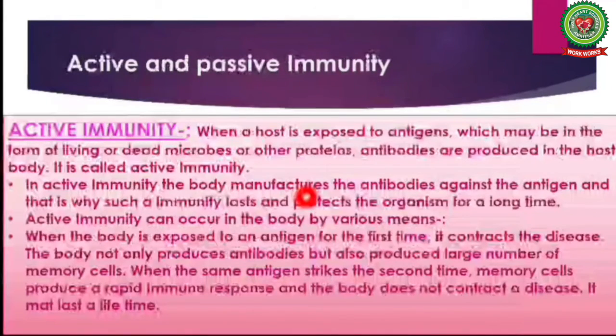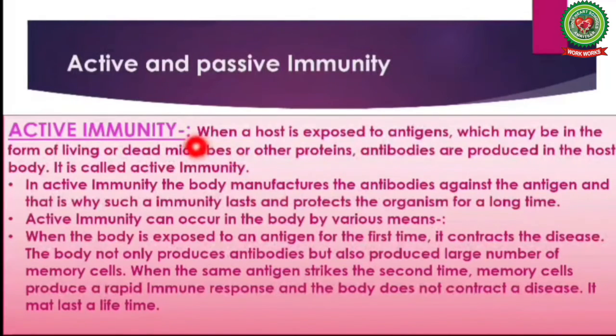Next, active and passive immunity. So, active immunity: when a host is exposed to antigens, which may be in the form of living or dead microbes or other proteins, antibodies are produced in the host body. It is called active immunity. In active immunity, the body manufactures the antibodies against the antigen, and that is why such immunity lasts and protects the organism for a long time.